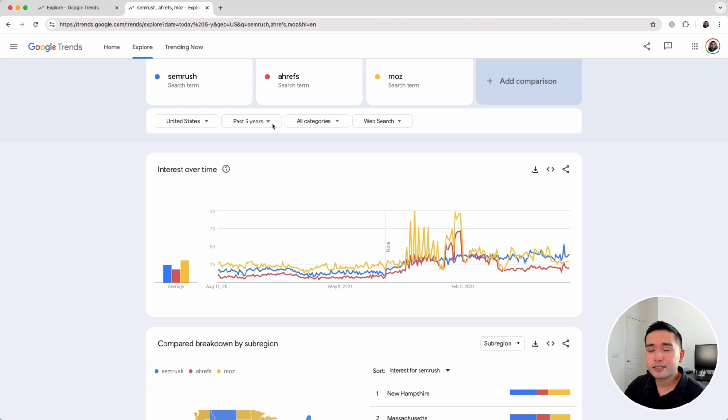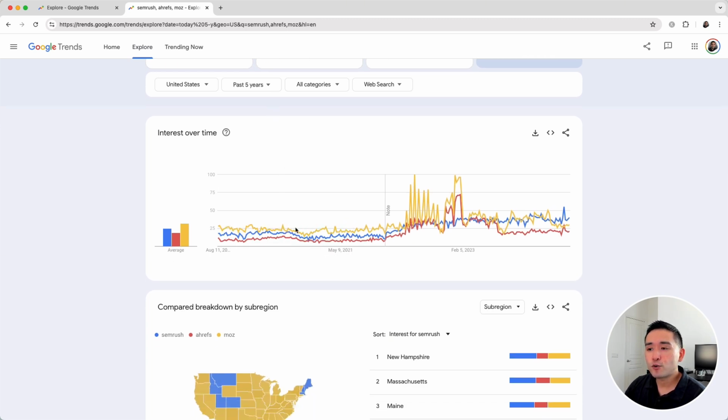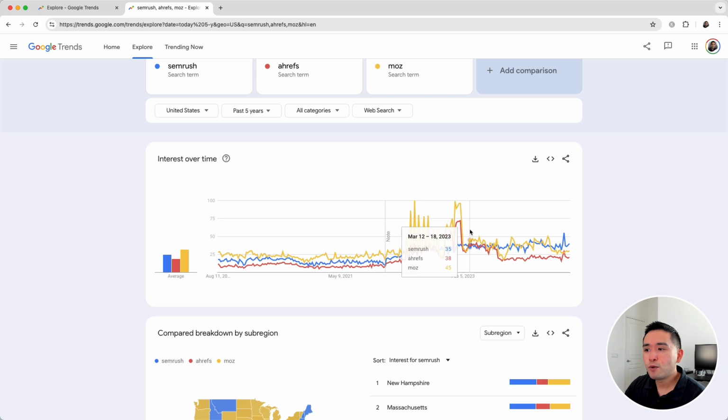So over the past 5 years, we could see that these three SEO tools, for the most part, have been neck and neck. There was a lot of activity back in 2022, and Moz did have the most interest. But more recently, it looks like SEMrush does have the most interest, followed by Moz, then Ahrefs. And when you look at this line graph, another interesting point is that back in August of 2023, we do see a sharp drop off in interest for Ahrefs. But for the most part, these three SEO tools are pretty neck and neck.